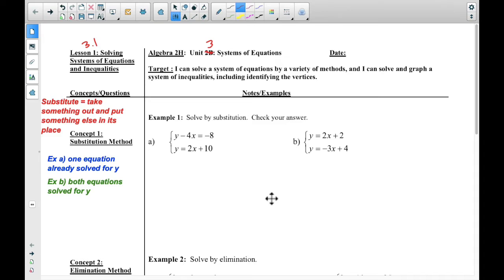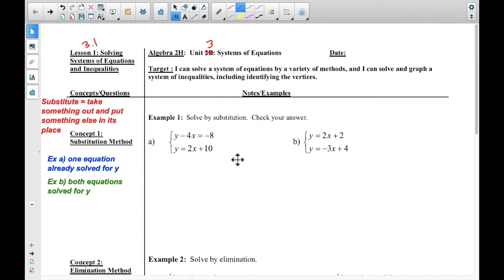Our first method that we're going to talk about today is substitution. We all know the meaning of the word substitution. It means when you take something out and you put something else back in. And the problem with some people is they forget to take the thing out. So make sure you're taking something out when you're doing your substituting.